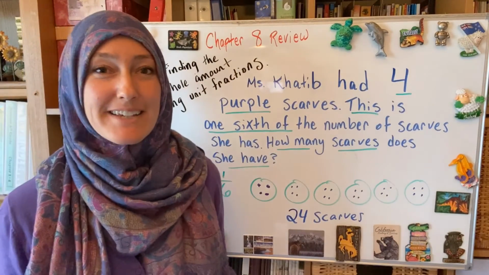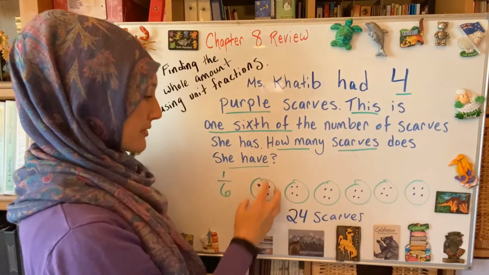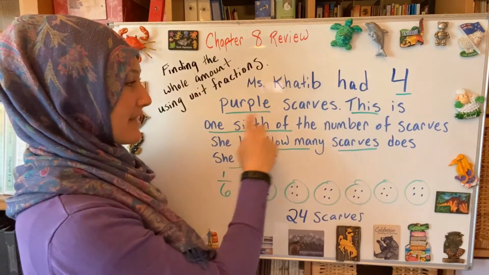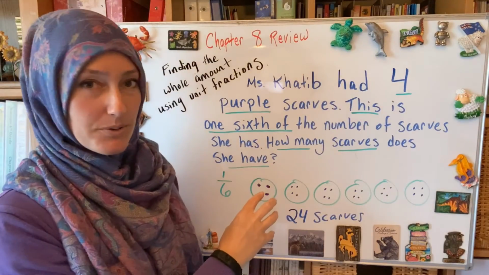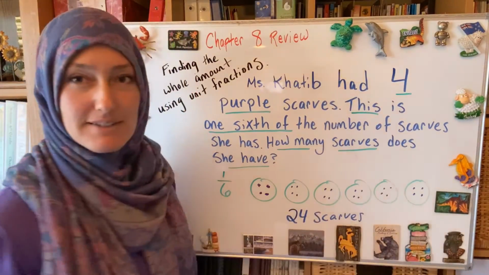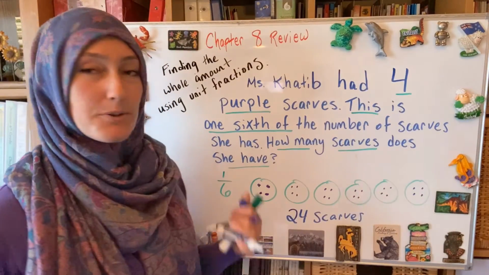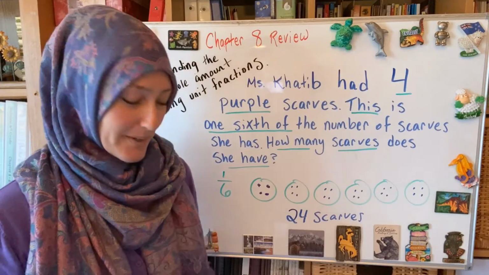And then I go back and I keep checking, is this making sense? So I go back to my problem, 4 purple scarves, there's my 4 scarves. This is 1/6 of the total scarves, so this is 1 group out of the 6. Yes, that makes sense. And I have 24 altogether, so it all works out.